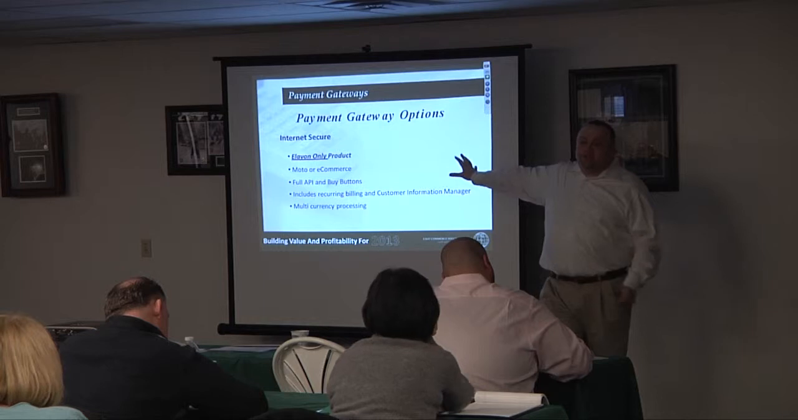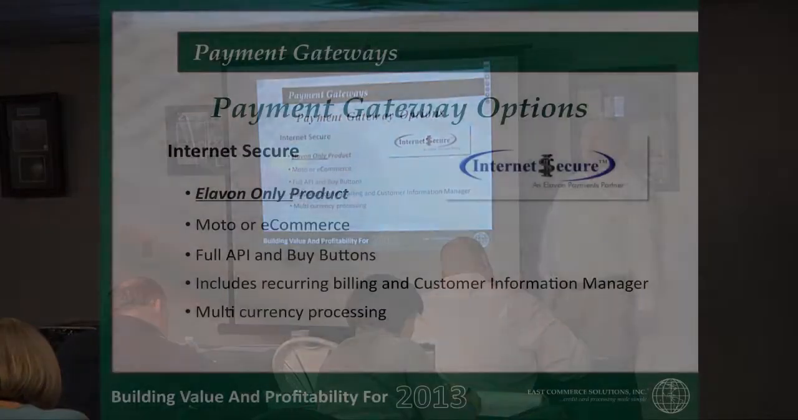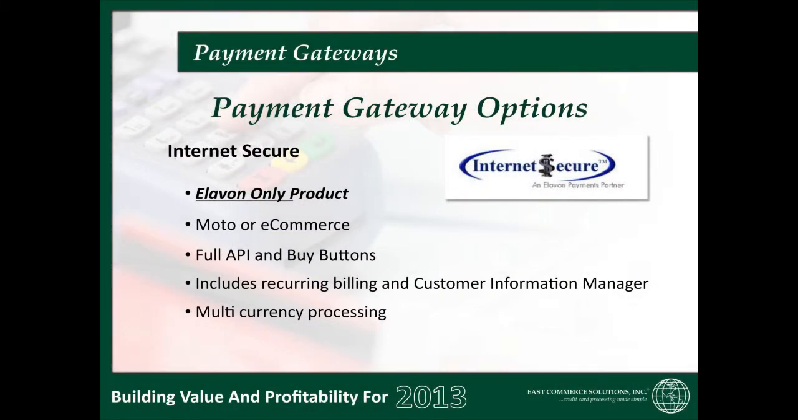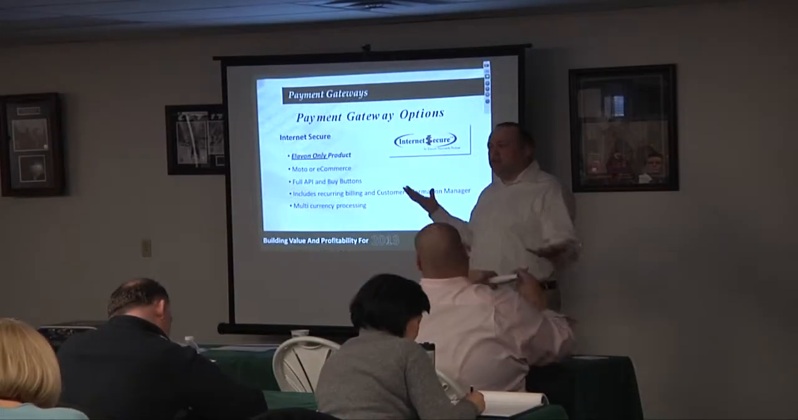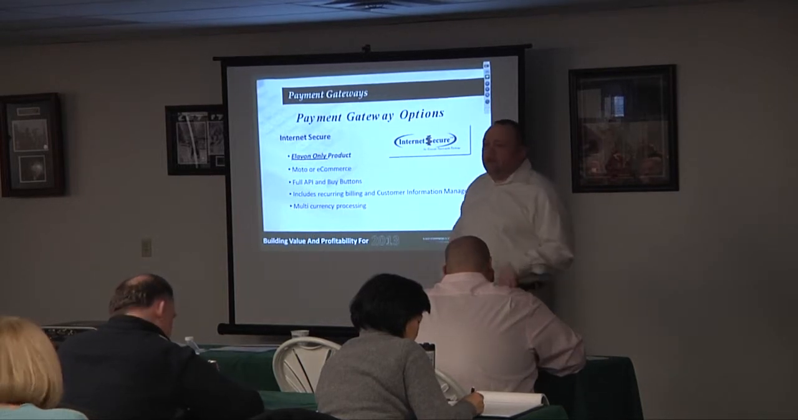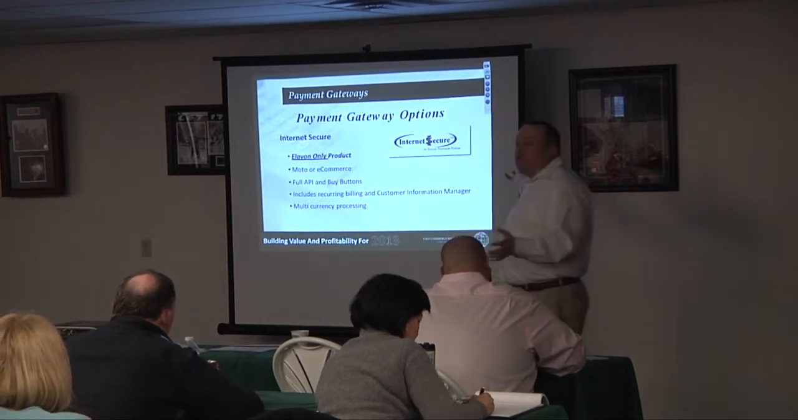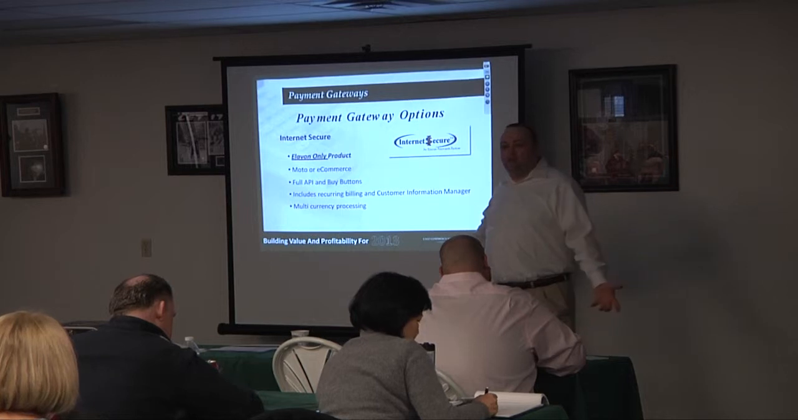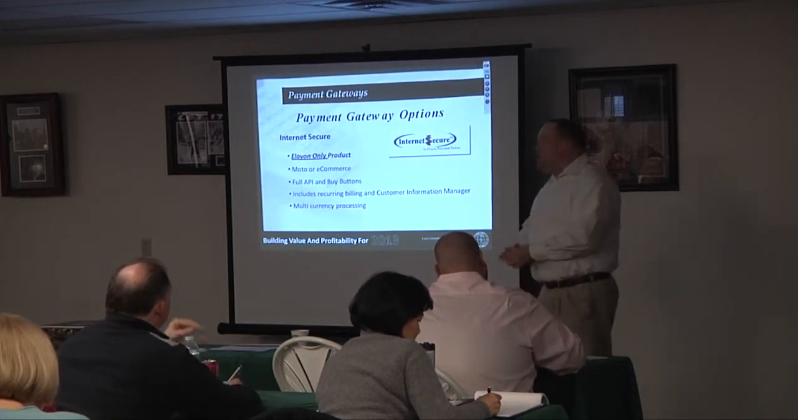Internet Secure, again, this is an Elavon product. Internet Secure does not support retail transactions. That's really the big difference between the two. It's a big parallel product line at Elavon. And my suspicion is that eventually there's going to be one gateway from Elavon. For now, we have two.